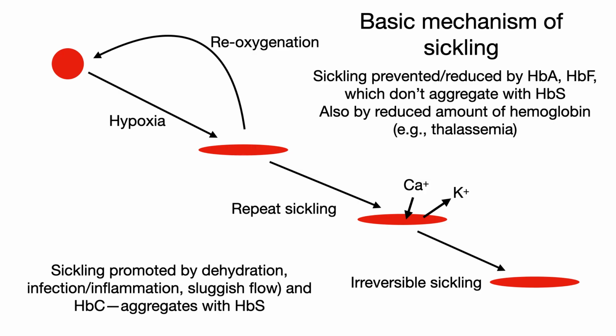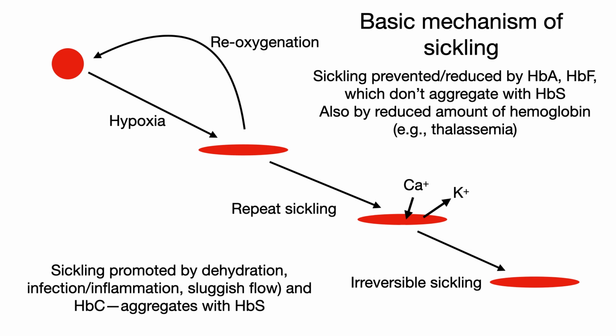Okay, so the basic mechanism of sickling is kind of here. This is my drawing. I hope this is okay, but you see a red blood cell at the top left. With hypoxia, you get sickling. With reoxygenation, it goes back to normal. The problem is when you cycle like that, eventually the cell gets where it's irreversibly sickled. It says calcium will enter it, potassium will leave, and it becomes irreversibly sickled.